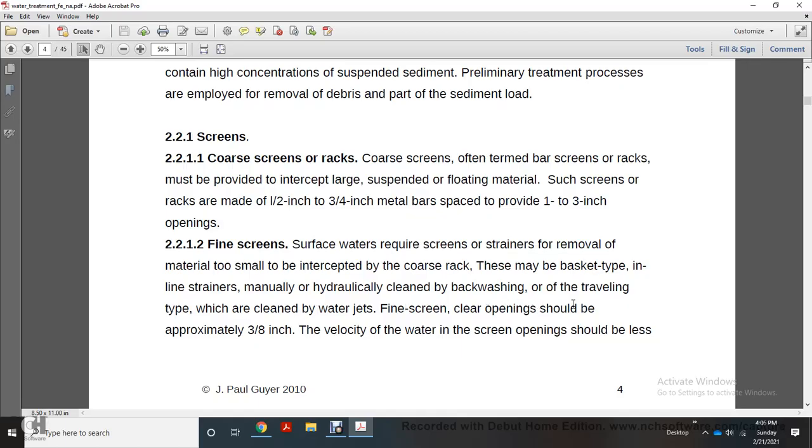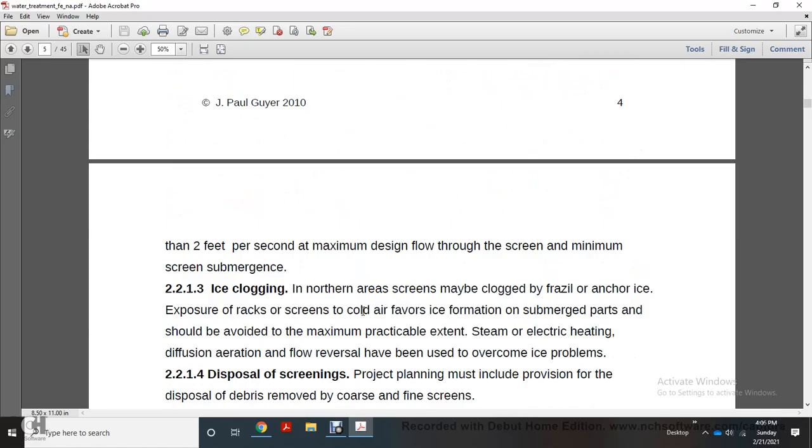Fine screen openings should be approximately 3/8 of an inch. Velocity of the water through the screen opening should be less than 2 feet per second, with a maximum design flow through the screen and a minimum screen submergence.